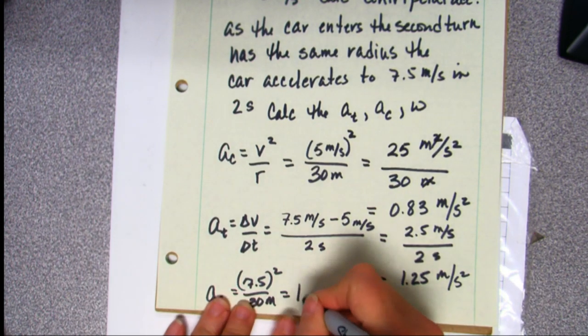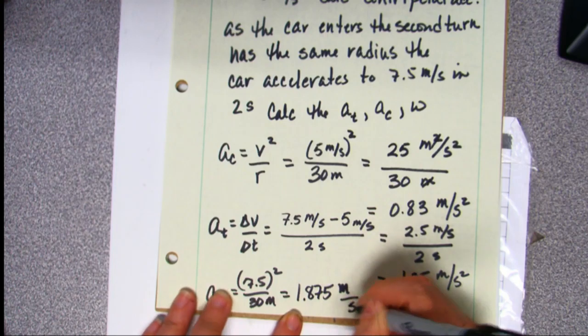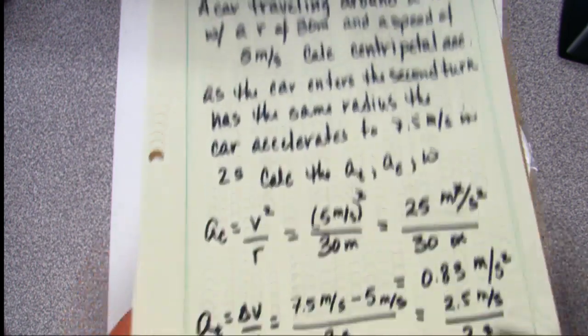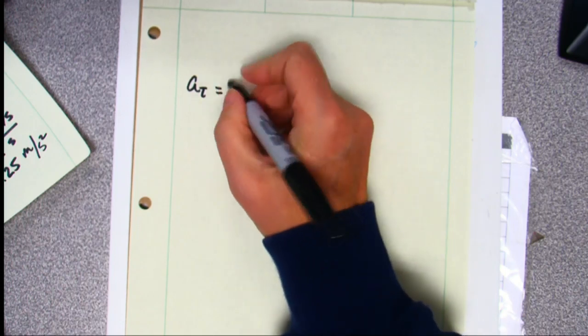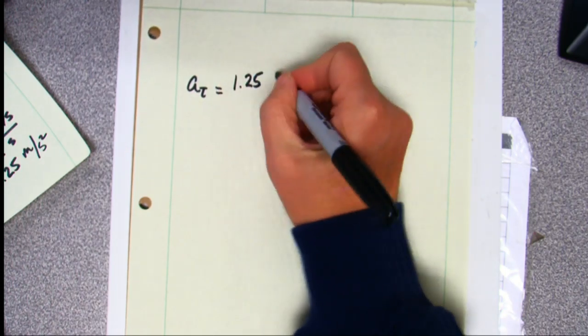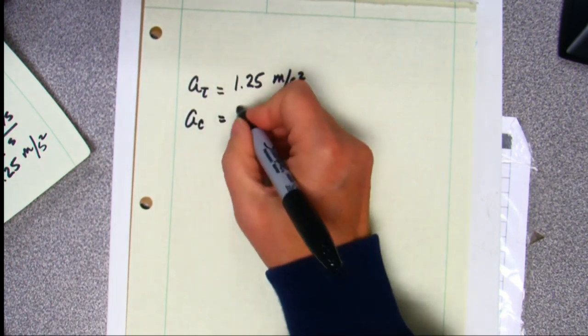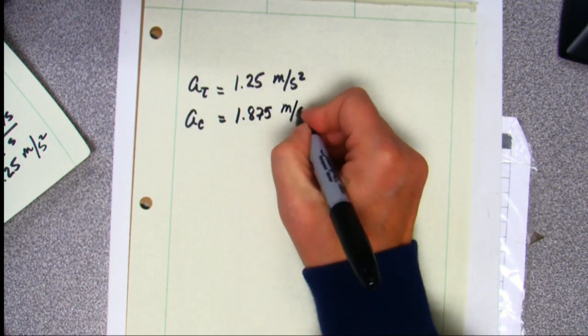That gives me 1.875 meters per second squared. So what we've got is A tangential was equal to 1.25 meters per second squared. A centripetal now is 1.875 meters per second squared.